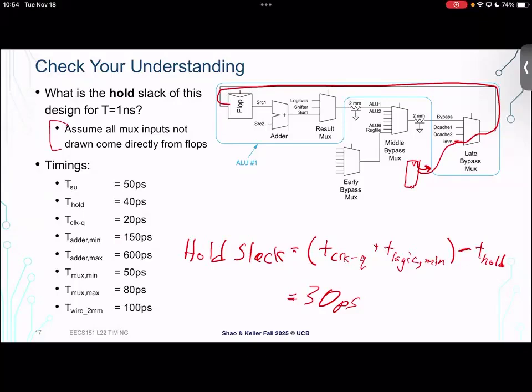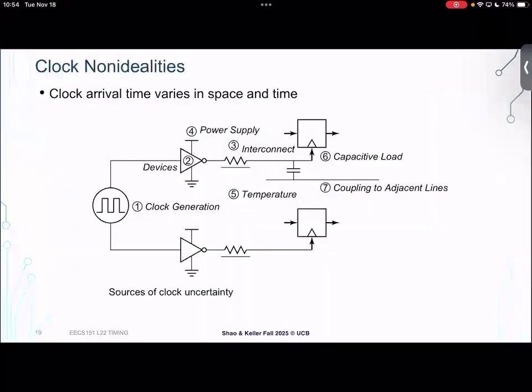Okay, let's move on. In the last few minutes here, I want to talk a little bit about clock non-idealities, and then we'll wrap up for today. So one of the assumptions implicit in every lecture so far is that we have this magical clock source that can magically perfectly arrive at every flop at the exact same time.